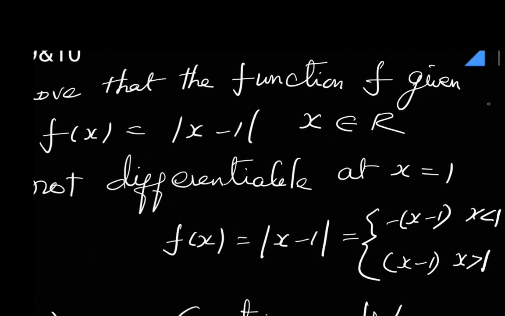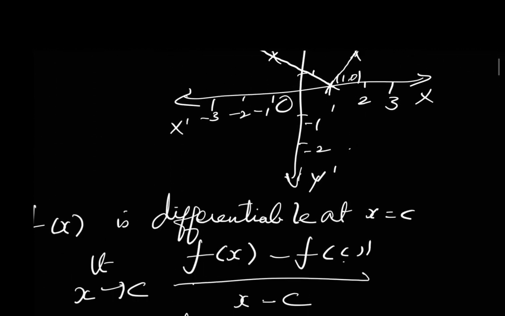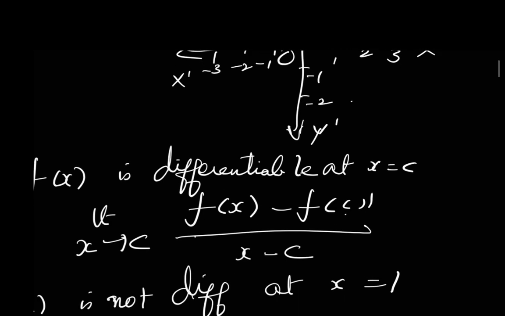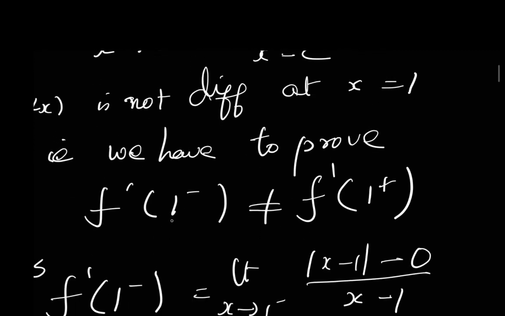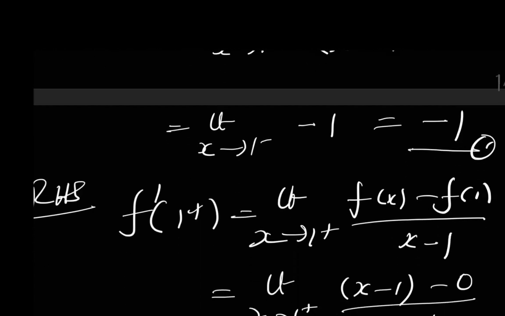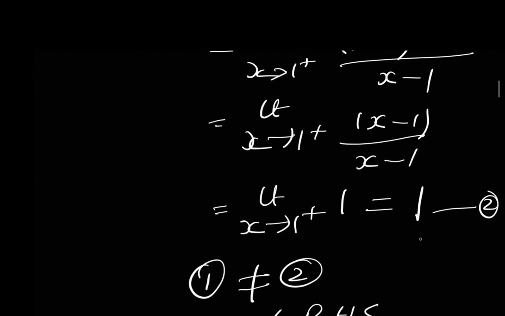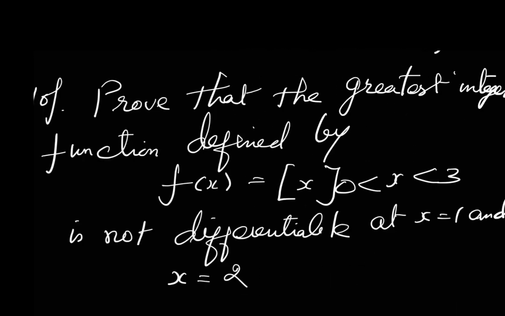We define the function and we showed it is continuous. Once the function is continuous, we check for differentiability. This is the formula, and we take x value as 1 minus, because it is at x equal to 1. So we take the left side limit and also the right side limit, for x as 1 minus and 1 plus. Both sides should be equal if it is differentiable. So they are not equal, so it is not differentiable at x equal to 1.